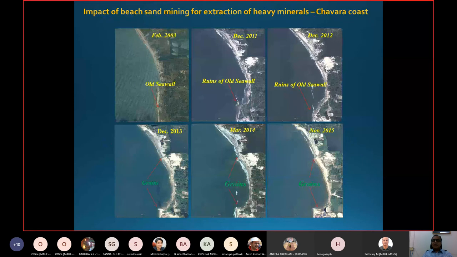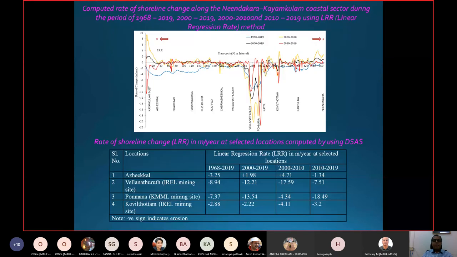The seawall was here, and that has caved in about 500 meters. That much of the land has gone because of excess mining. This is the scenario we computed, the shoreline changes along this coast for different mining sites, even up to 8.94 meters per year. I think that was the calculation we did for these mining sites. So from 1968 to 2019, roughly 400 to 500 meters of land has been eroded in that area.